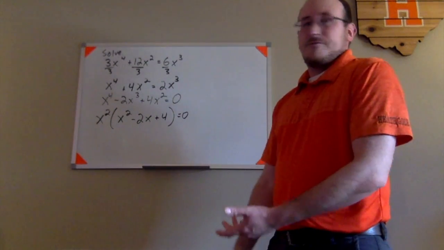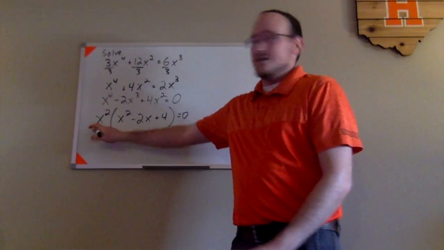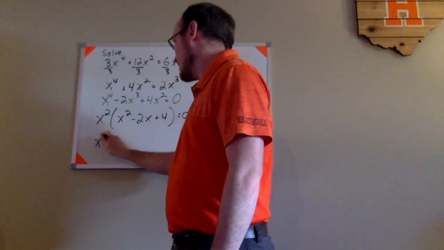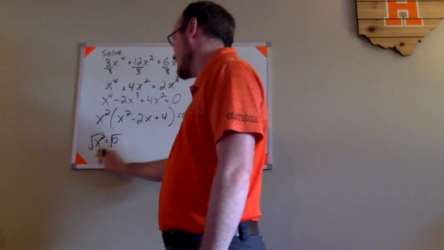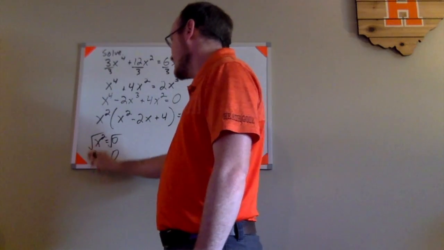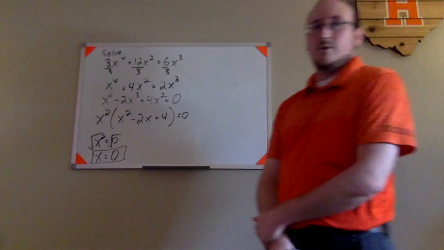At this point, I have it factored. I have two quadratic factors. Here I have a quadratic monomial. I can just set that equal to 0. x squared equals 0, and then I can go ahead and solve. I can take the square root of both sides and get that x is equal to 0 out of that. There's one of my solutions to this equation.